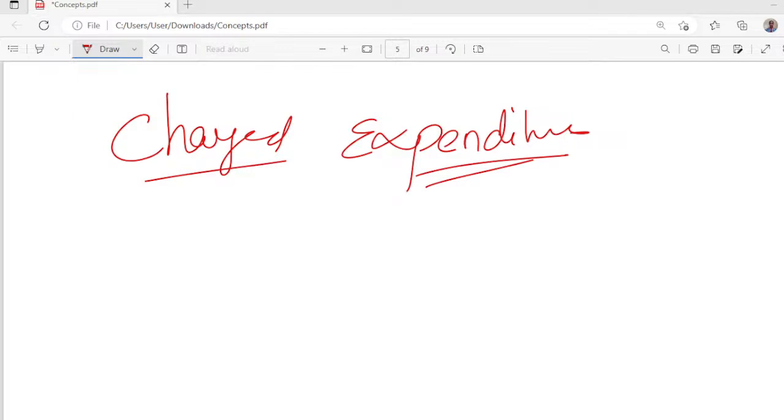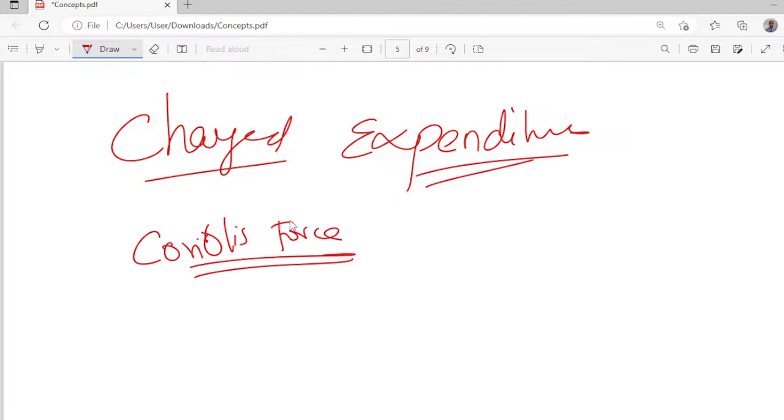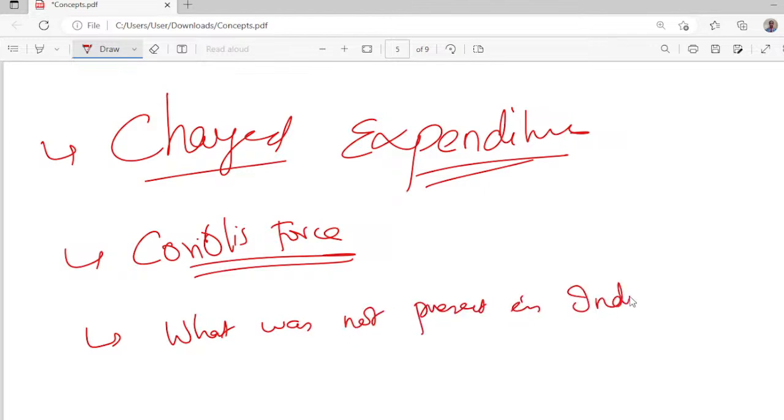Who gets charged upon expenditure? That is one question. Second question, I can ask you what is the impact of Coriolis force? What can Coriolis force do? And third one, what was not present in the Indus Valley civilization?